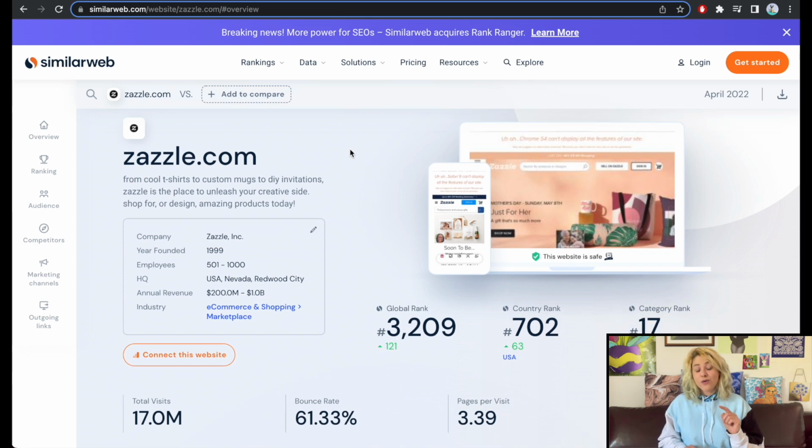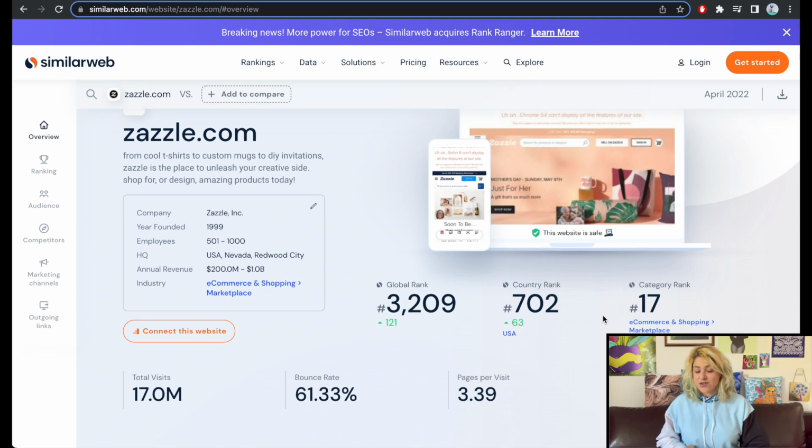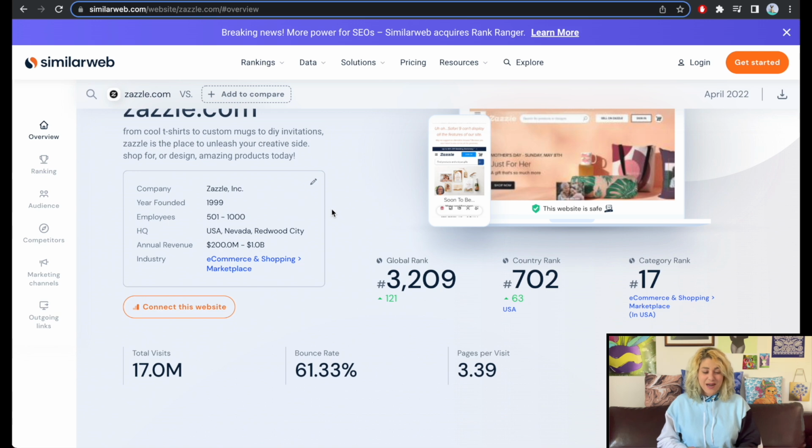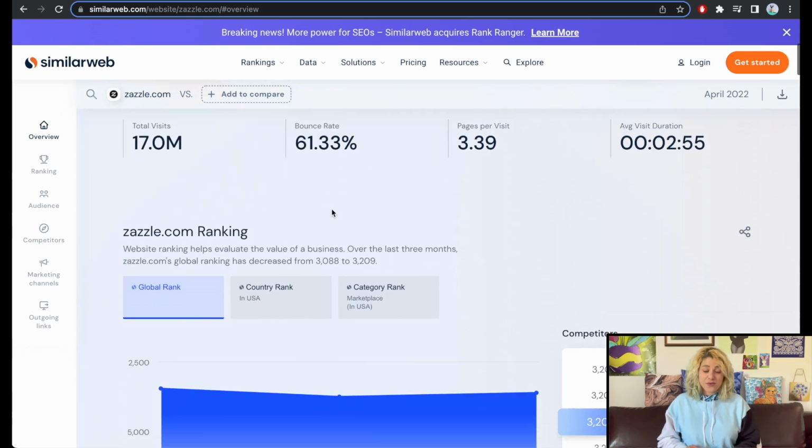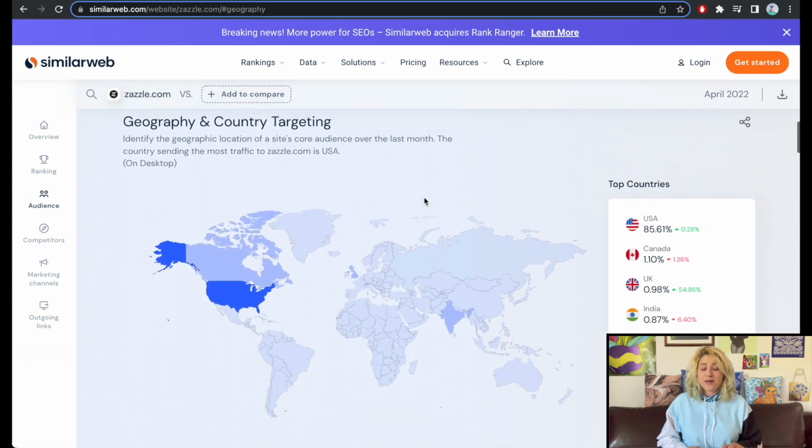And we're talking about a global ranking of 3,209, with a ranking in the United States of 702 and number 17 in e-commerce and shopping marketplaces. They've been around since 1999. I was 11 when Zazzle opened up, and they get 17 million views per month. If I want to check out where their traffic comes from, here we have a big United States chunk, with more than 85% of the traffic coming from the US, and then the rest is pretty much a percent each, like Canada, UK, India, Switzerland, and others.